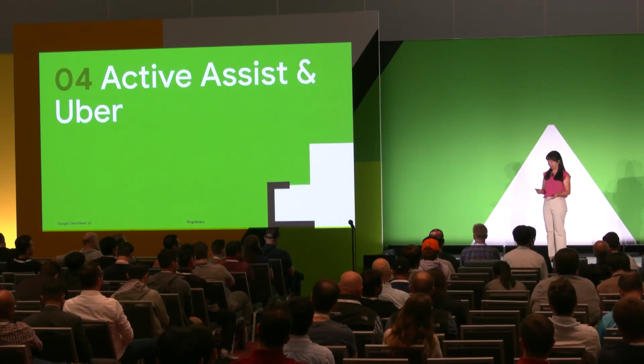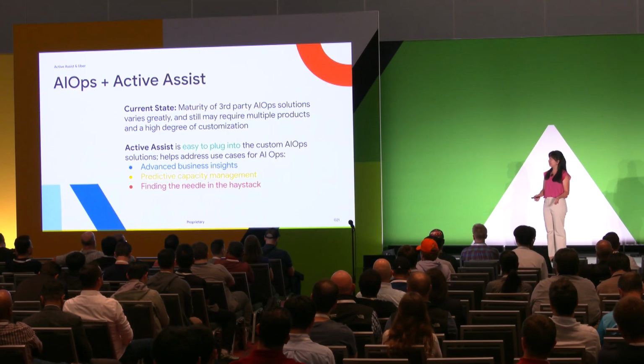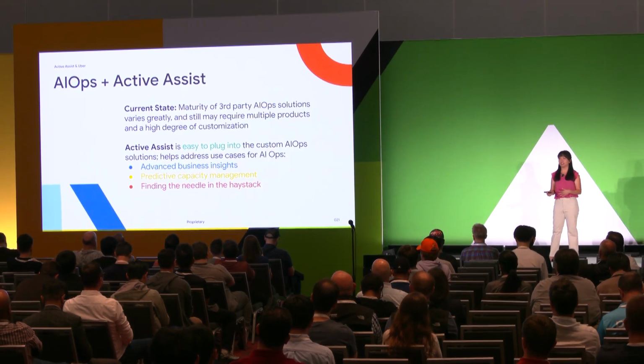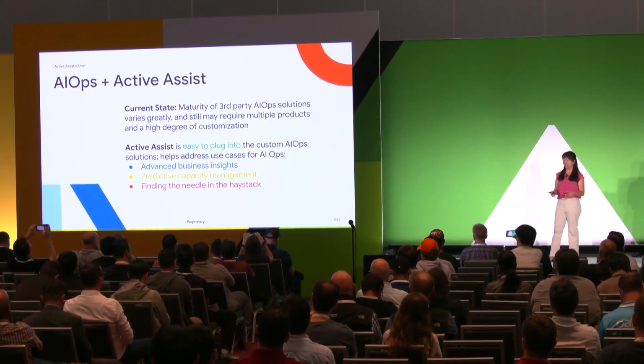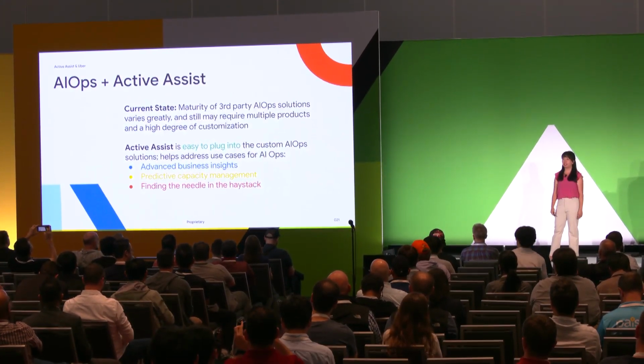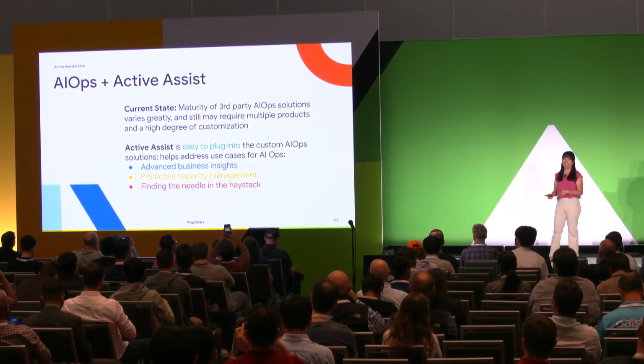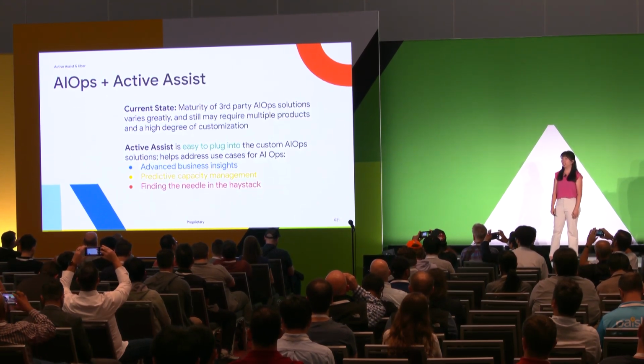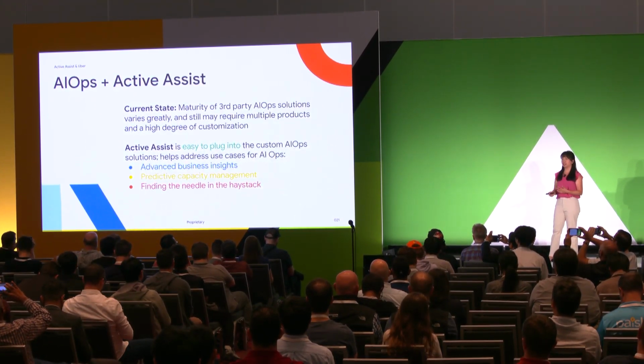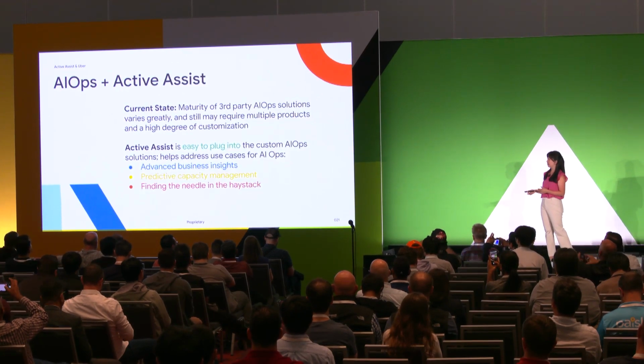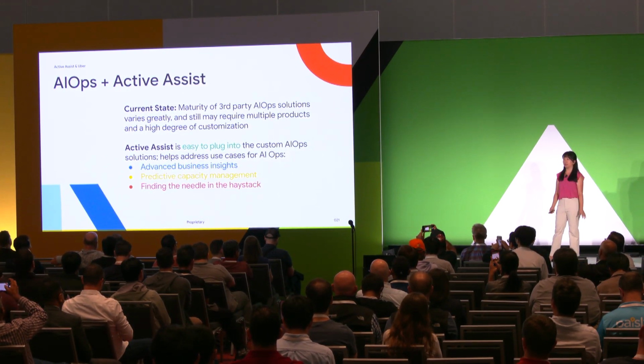Great, thanks, Bruno. So we just talked about how one customer was able to build a comprehensive custom AIOps solution, but what if you were short on time as well as resources? This is a great way where Active Assist is already available to you today on your GCP projects, and it's really easy to integrate into any custom AIOps solution, as well as it addresses some of the use cases for AIOps, such as advanced business insights, predictive capacity management, and finding the needle in the haystack.